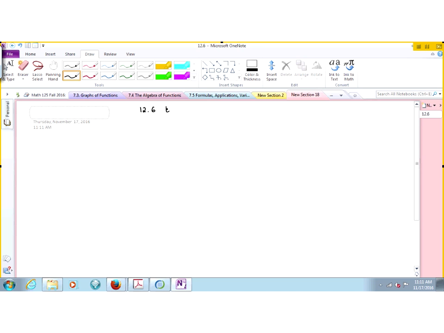So 12.6. Okay, guys. This is exponential and log equations. Even if you never did any other homework from the previous section, you have to do this one. This is important. Exponential and log equations. So the first one is exponential equations.